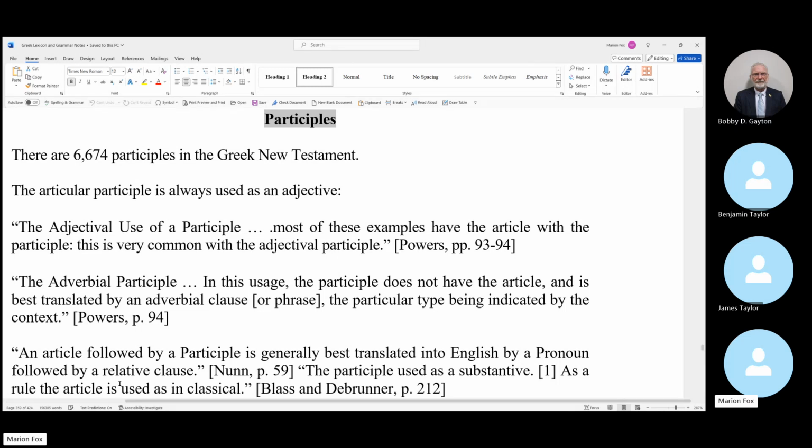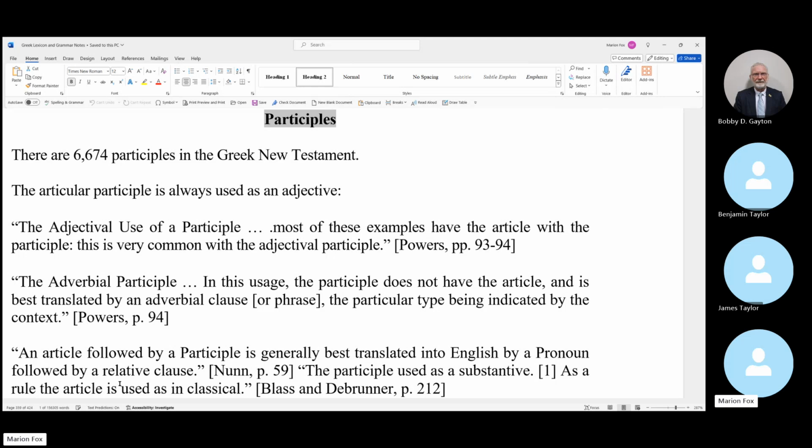Yes, sir. These are some of the rules in the file, Greek Lexicon and Grammar Notes. I'm going to send you that file again tonight because I've added several links. I've added some YouTube links to it that may help you on some things. So I've added some stuff to it since I last sent it to you. There are 6,674 participles in the Greek New Testament.